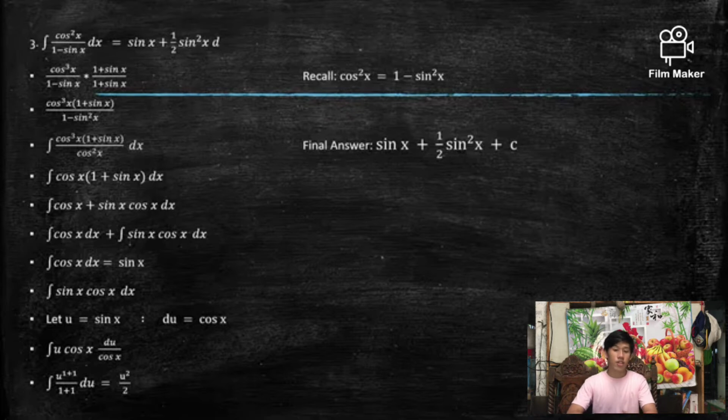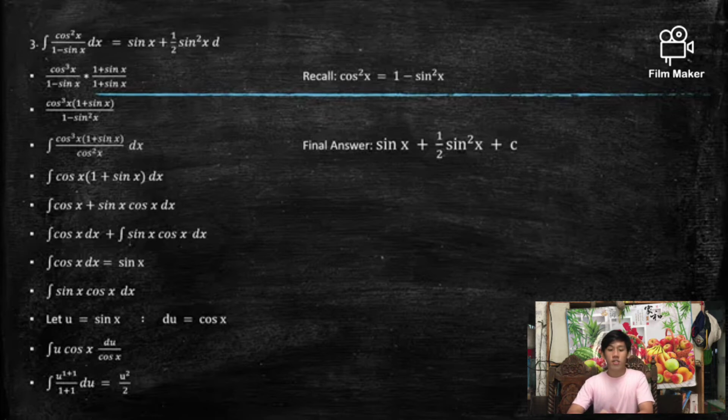Next is cancellation, getting cos x multiplied by the quantity of 1 plus sin x dx. Then distribute the cos x to the 1 and to the sin x to get the integral of cos x plus sin x multiplied by cos x dx. Next is distributing the integral symbol to the terms. We integrate cos x dx, and as a result we get sin x, as well as the integral of sin x multiplied by cos x dx.